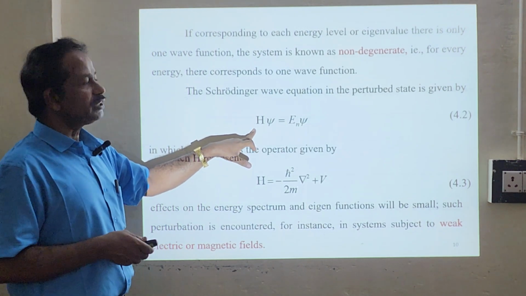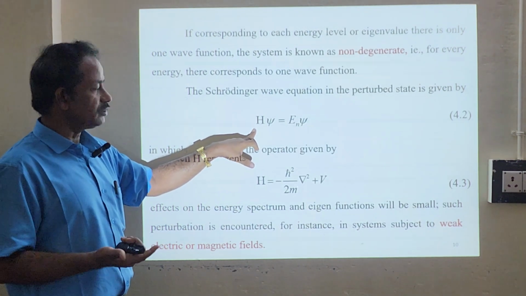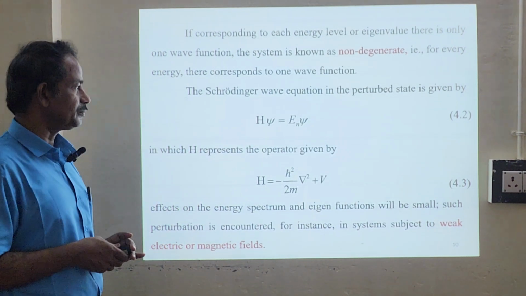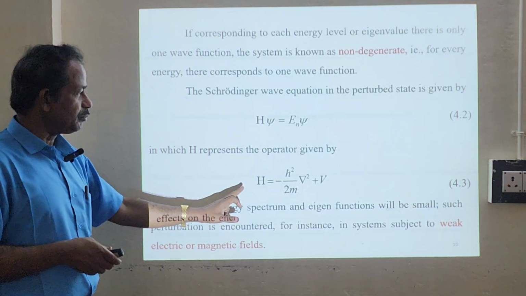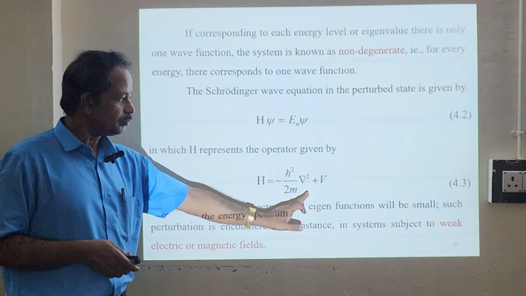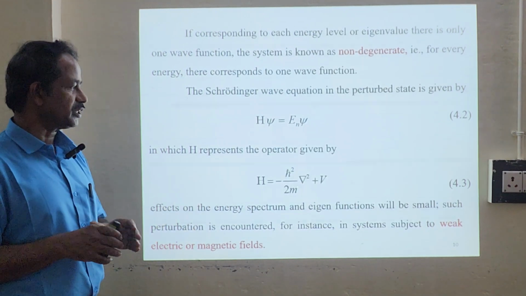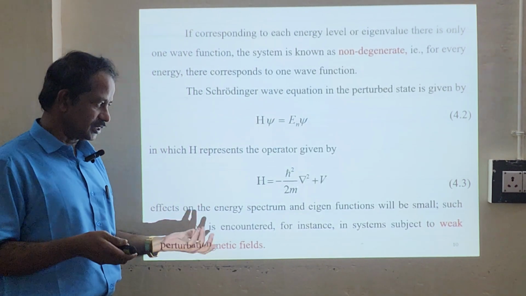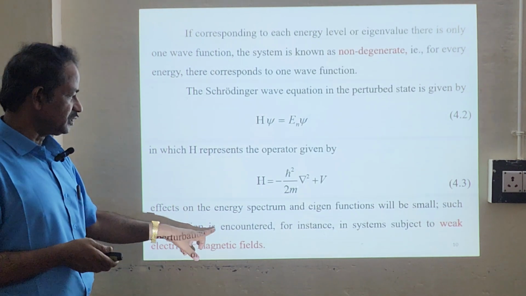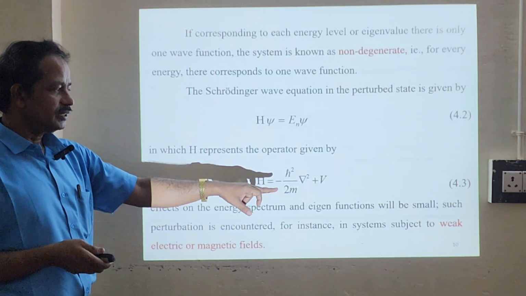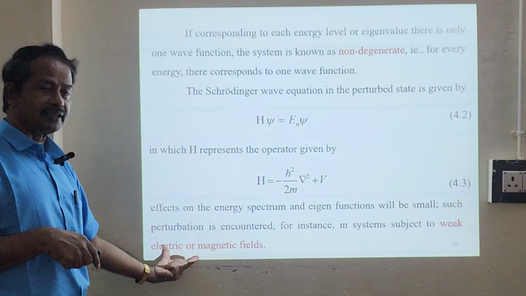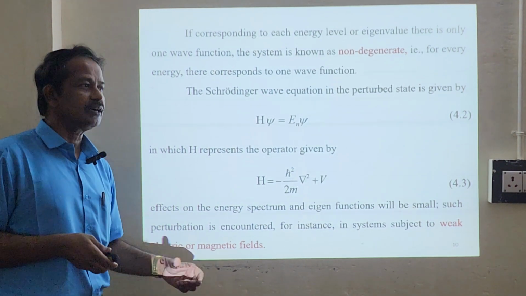We know already the eigenvalue Schrödinger equation, given by H psi equals E n psi. The Hamiltonian is given by kinetic energy plus potential energy. The effect on the energy spectrum and eigenfunctions will be very, very small. Just now we looked at such perturbations, encountered for instance in systems subject to weak electric or magnetic fields. Those things are called perturbations.